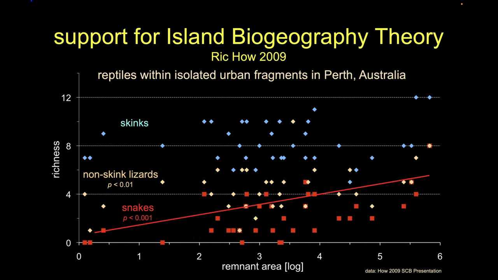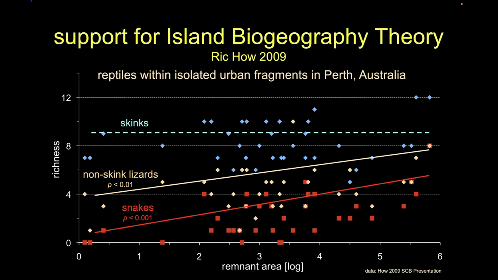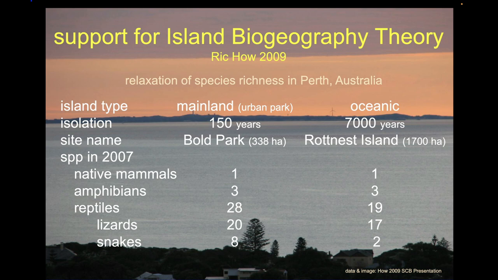And for snakes, this is a log scale on the x-axis, area, and species on the right. For snakes, when we fit the best fit curve, it actually is positive. So it does follow the same trend, that larger remnants have more snakes. And most of the lizards, this happens as well. When we talk about the subcategory of skinks, it doesn't seem to work for skinks. So it doesn't work for all critters, but for some critters it does, right? Here's another example.